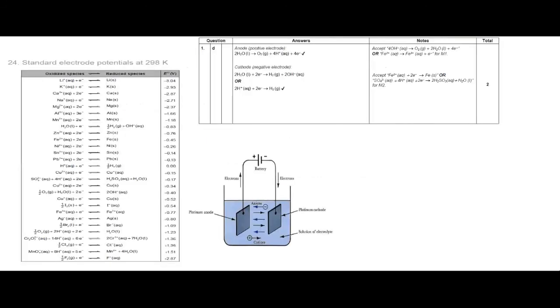Section 24 from the data booklet is the standard electrode potential at 298 Kelvin. I've pasted it here on the whiteboard. As per the question, we are subjecting iron sulfate, not copper sulfate, to electrolysis using platinum electrodes. Platinum is an inert electrode. It will not be participating in the reaction, but it will serve as a medium for the electron transfer. It will not directly take part in the reaction.